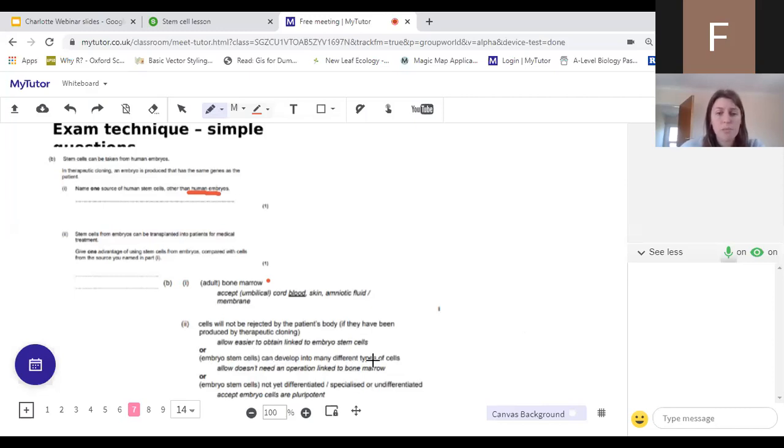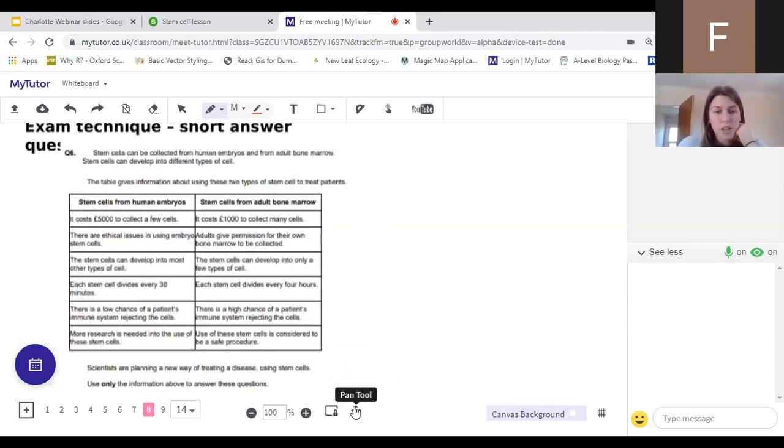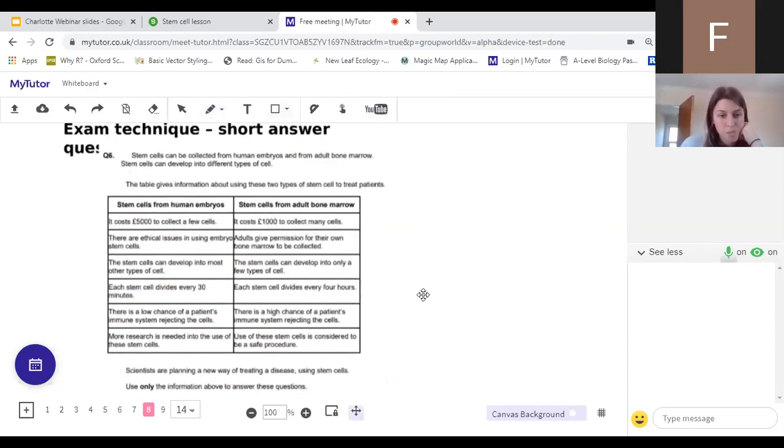Embryo stem cells can develop into many different types of cells. That's the major advantage. Or embryo stem cells are not yet differentiated or specialized. So lots of different options there, which is good to know because they're not looking for one particular one. You can have any reasonable answer for those. They've outlined the most common there. Another short answer question.